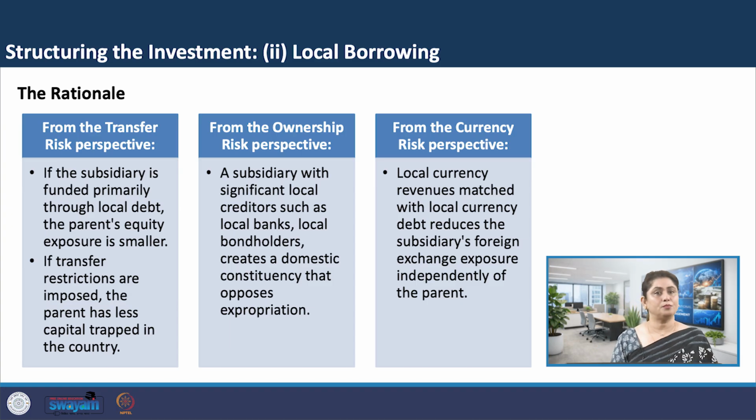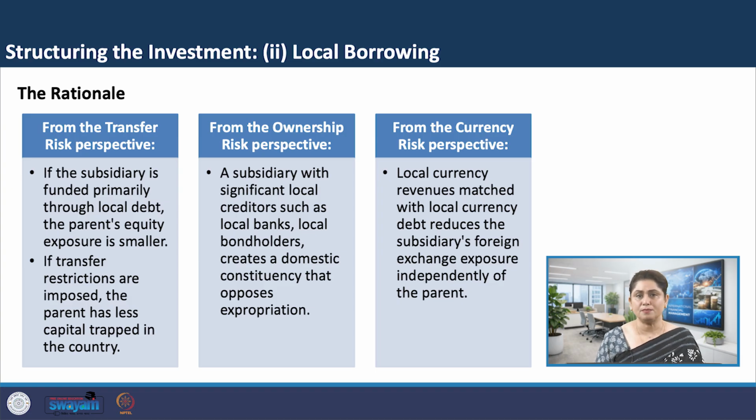Now, let's see from the ownership risk perspective. A subsidiary with significant local creditors, such as local banks, local bondholders, and local financial institutions, creates a powerful domestic constituency that has a strong interest in opposing expropriation. If the government nationalizes the subsidiary, it does not just harm the foreign parent, it also imposes losses on the local lenders who have lent money to the subsidiary.